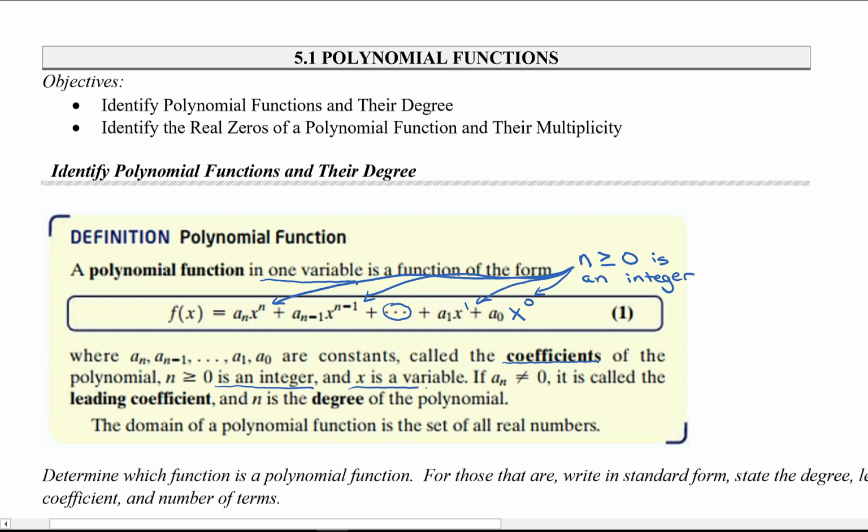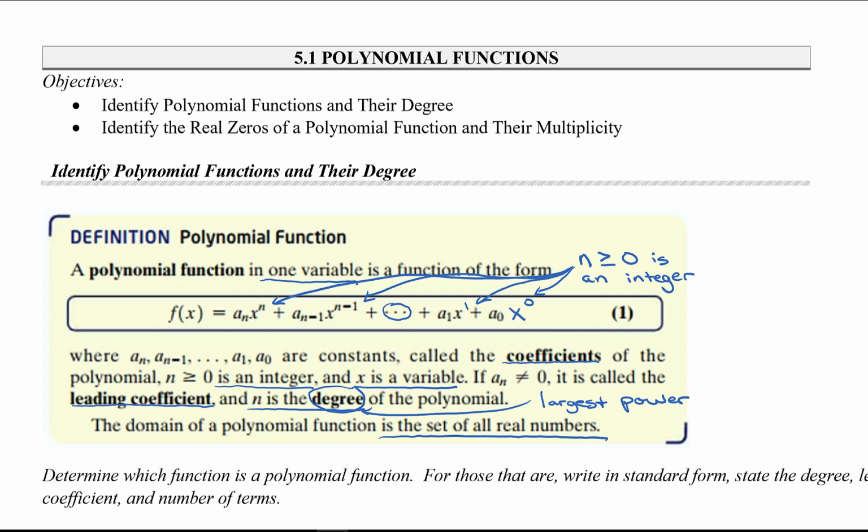And it says here x is a variable. If a sub n is not equal to 0, it is called the leading coefficient, and n is the degree of the polynomial. The degree is basically just going to be your largest power on your variable. And the domain of a polynomial function is the set of all real numbers. I think I've mentioned this before in my classes. For any polynomial function, the domain will always be the set of real numbers. We like polynomial functions. These are our nice functions.